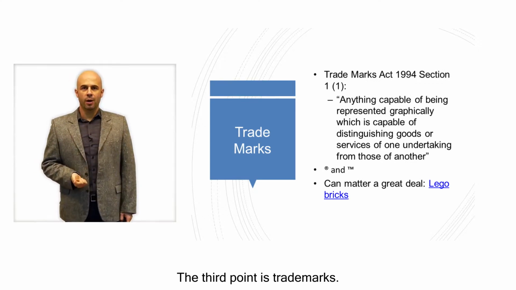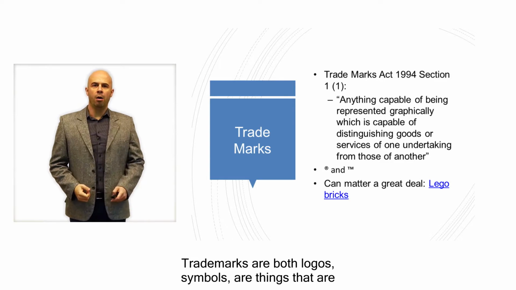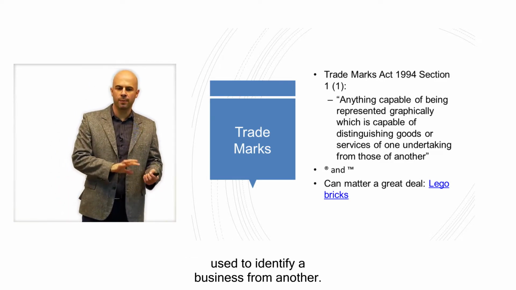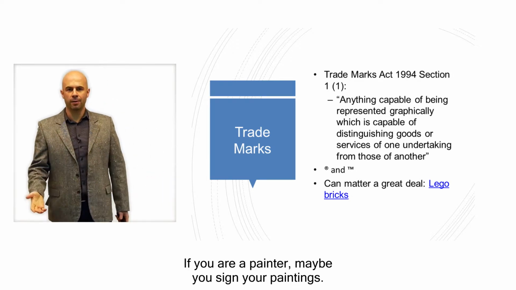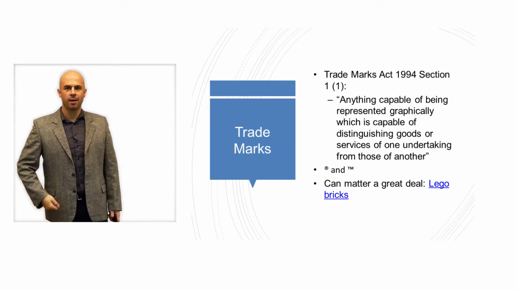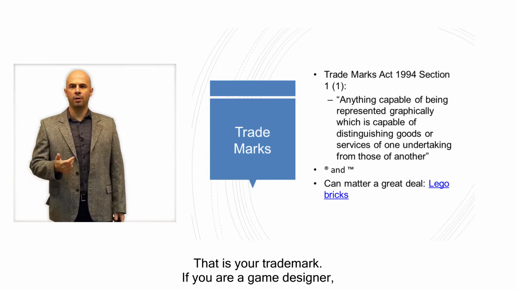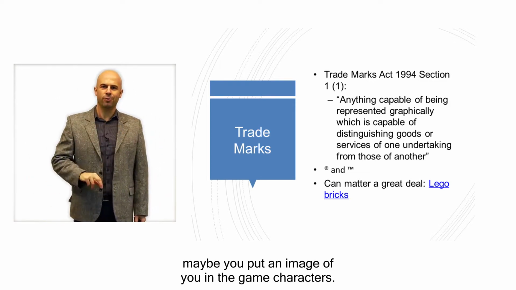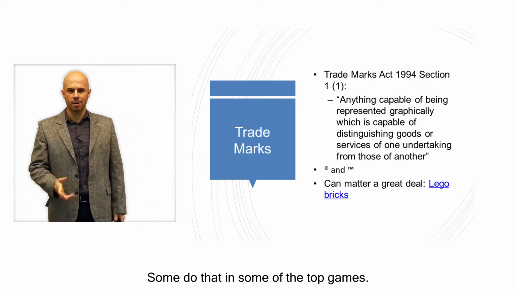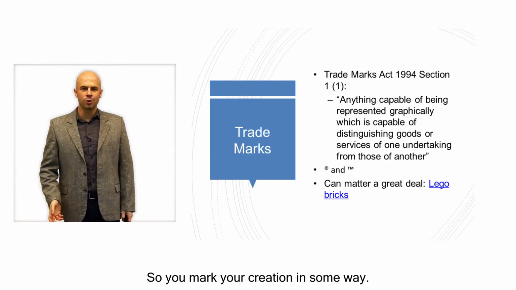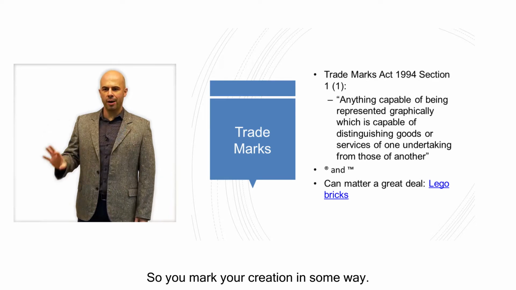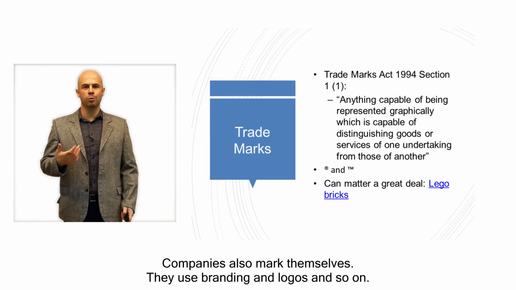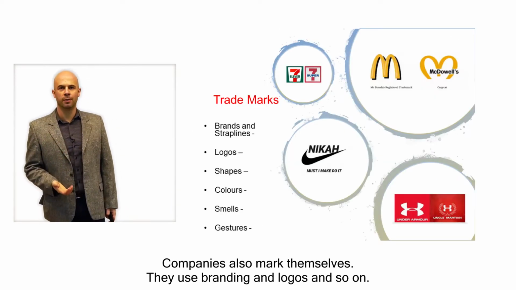The third point is trademarks. Trademarks are about logos, symbols, things that are used to identify a business from another. If you are a painter, maybe you sign your paintings. That is your trademark. If you are a game designer, maybe you put an image of you in the game characters. Some do that in some of the top games. So you mark your creation in some way. Companies also mark themselves. They use branding and logos and so on.